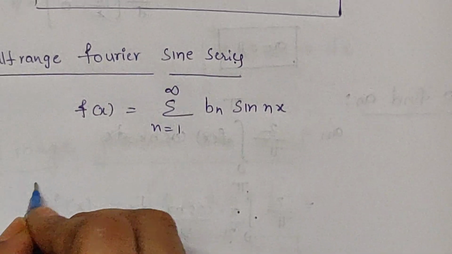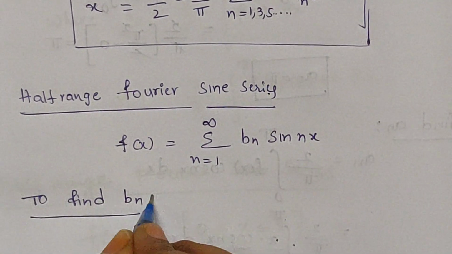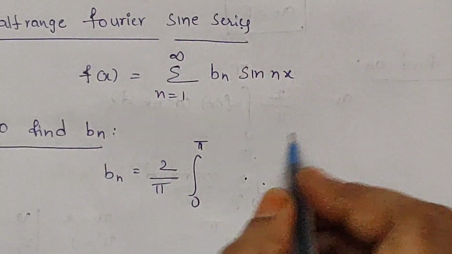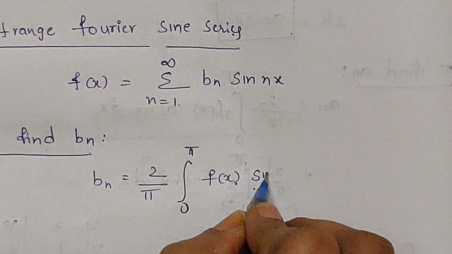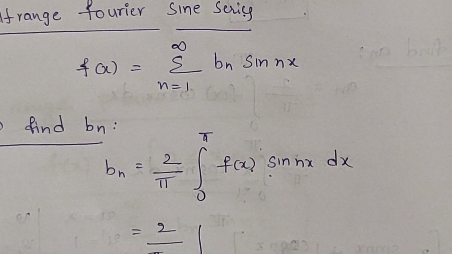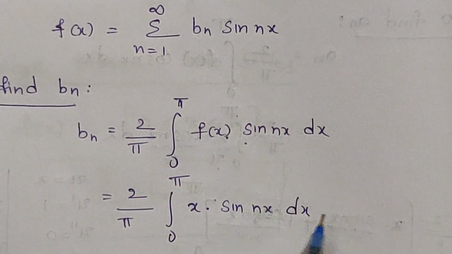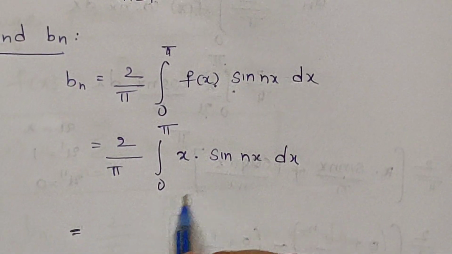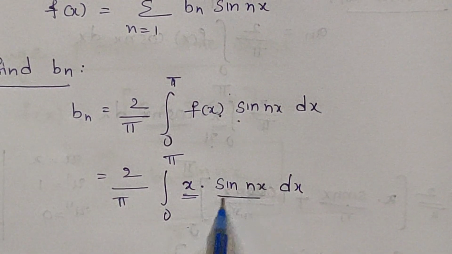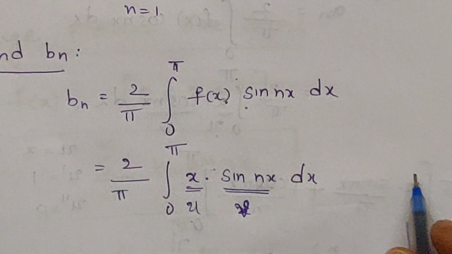So to find bn here, the formula is given by bn equal to 2 by pi integral 0 to pi f of x sin nx dx. So it is equal to 2 by pi integral 0 to pi, f of x is x, sin nx dx. To evaluate this integral, under the integral we observe algebraic and trigonometric, so we are going for the generalized rule of integration by parts.